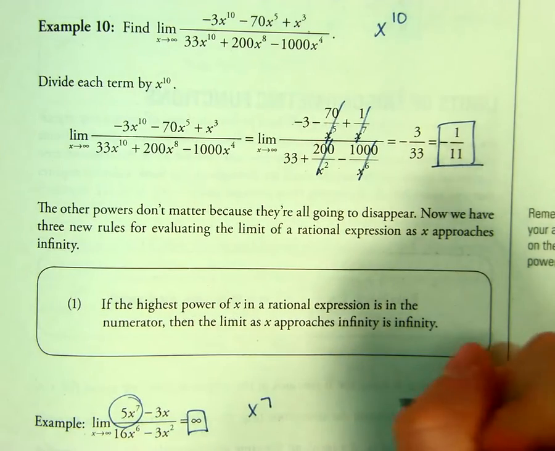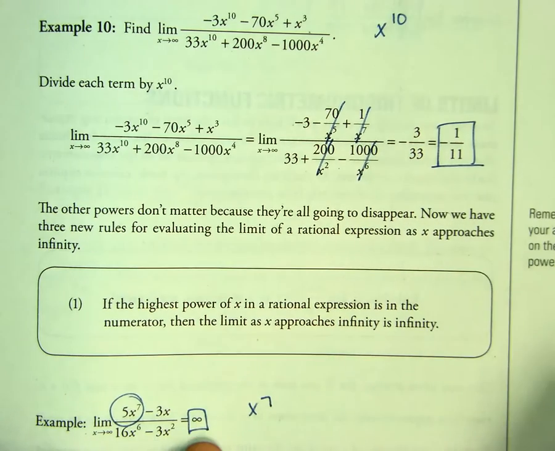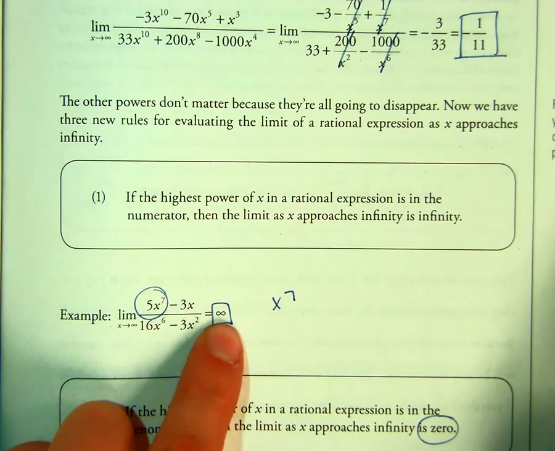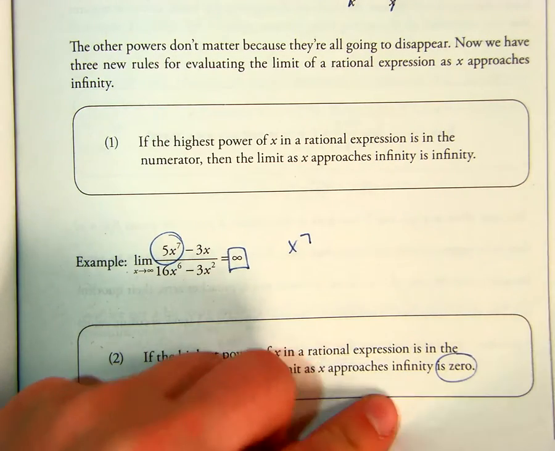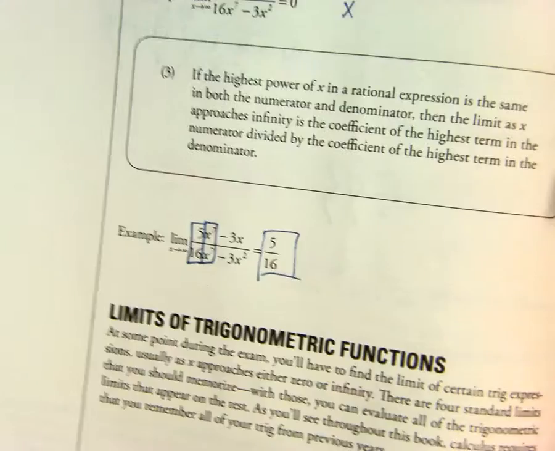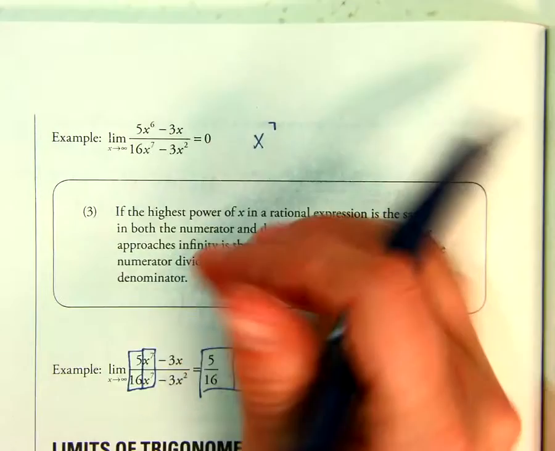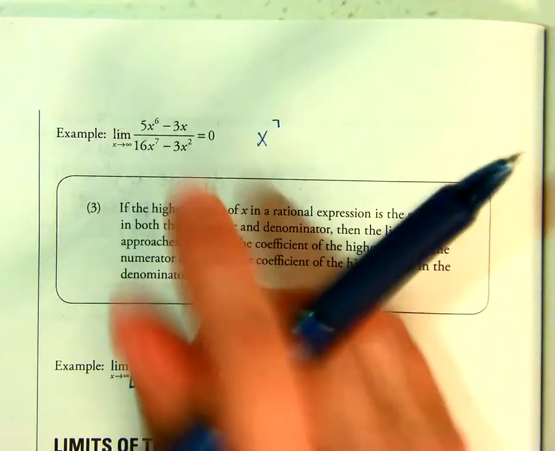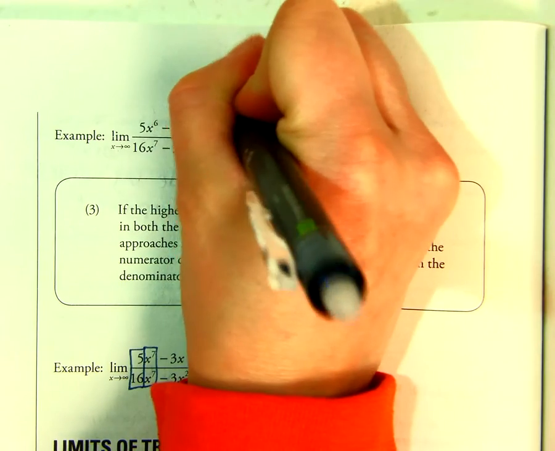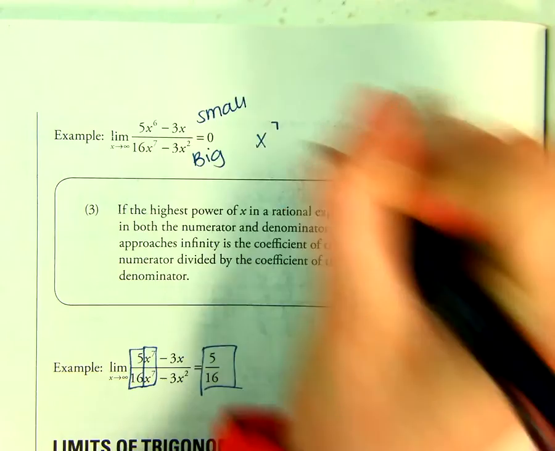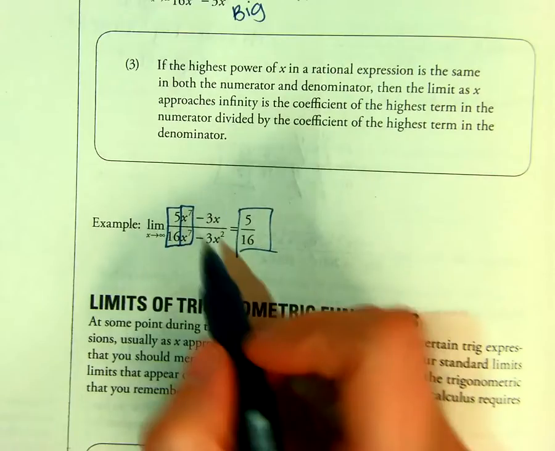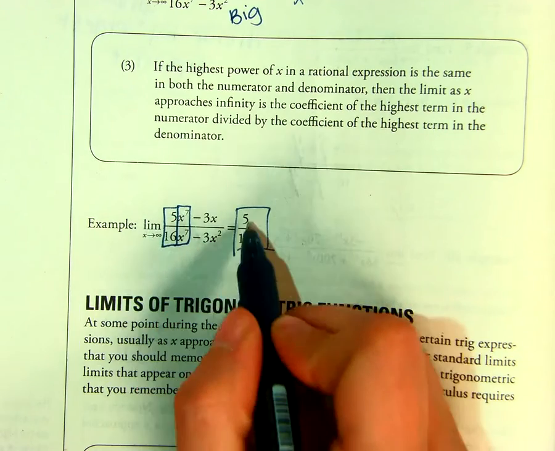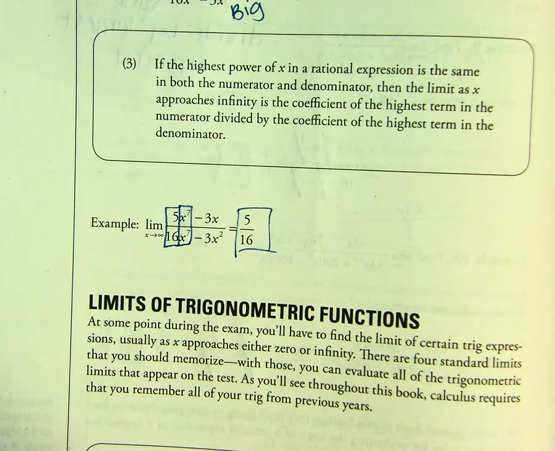So let's just go back over that really quick. When the numerator is higher, it goes to infinity. Think bigger up top, bigger number. When the denominator is higher, then you've got a bigger number on the bottom, so it's going to go to 0. We've got a small number up top and a really big number down here. It's going to approach 0. And if they're the same, then the coefficients stay the same, and that's our answer.